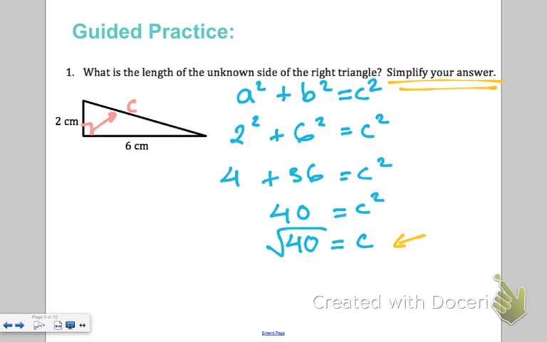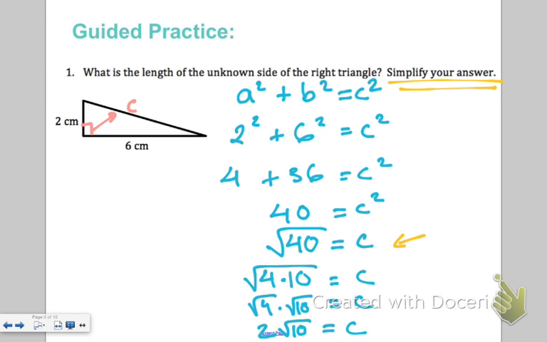So if you look at your list of perfect square numbers, 4 times 10, where 4 is a perfect square number, is the product of 40. So now we have radical 4 times radical 10 equals c. The square root of 4 is 2. And 10, it's not a prime number, but it doesn't have a perfect square factor. So 2 radical 10 is the square root of 40 in simplest form. All right, so let's take a look at one more example before you get started on practicing on your own.